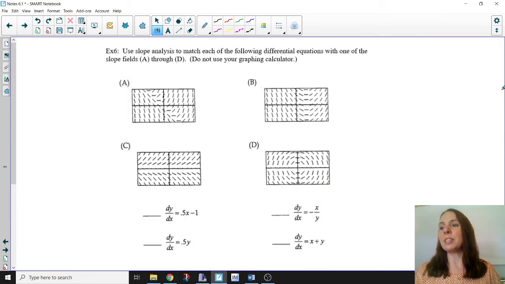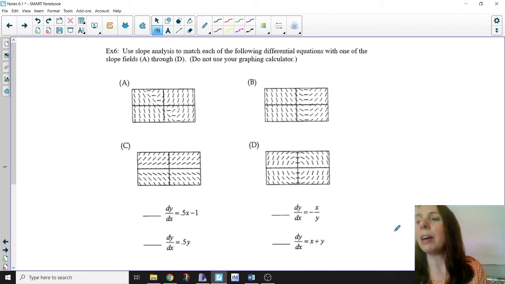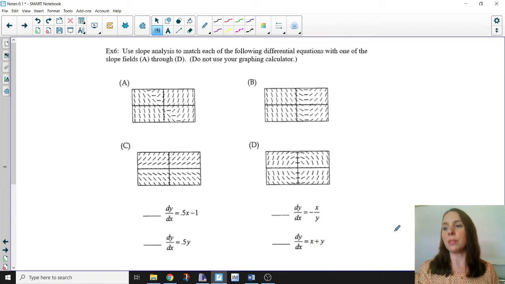Next, now that we've talked about how to construct slope fields, you can do some matching with slope fields. We can definitely do one of them because we just looked at it. Would you agree that A is that one? We just did that. But let's talk about how to analyze these a little bit further in order to be able to match them up.